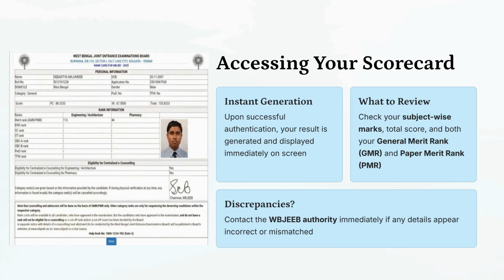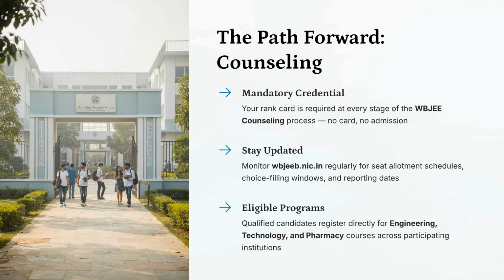After logging in successfully, your scorecard will be generated instantly. Carefully review all the details displayed on the rank card. This includes your subject-wise marks, total score, general merit rank or paper merit rank, also known as GMR or PMR. If you notice any incorrect information or discrepancies, contact the WBJEE board immediately to get the issue resolved before counseling begins. Your WBJEE rank card is mandatory throughout the counseling process. Without it, admission cannot proceed.